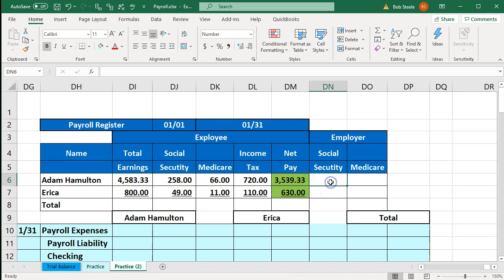Now, we also have to match on the employer side the Social Security and Medicare for the employer payroll taxes. So we're going to match, we're going to give another 268 and Medicare of 66, and then we're going to be giving the 49 and the 11. We'll have to match that. So then you can see that if I sum these up, then you can think about payroll in a couple different ways on this report.